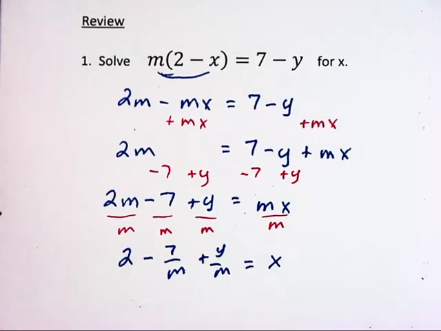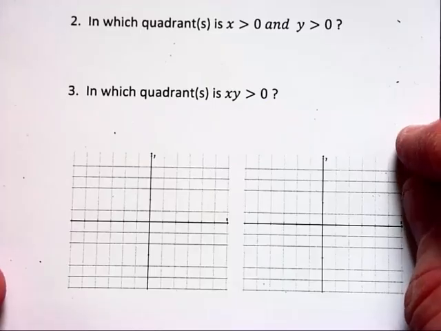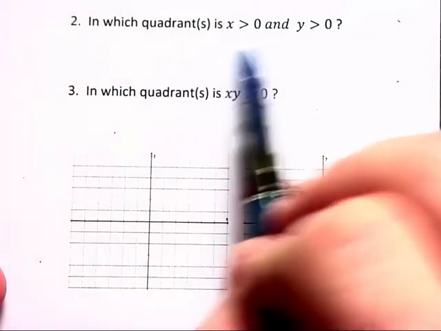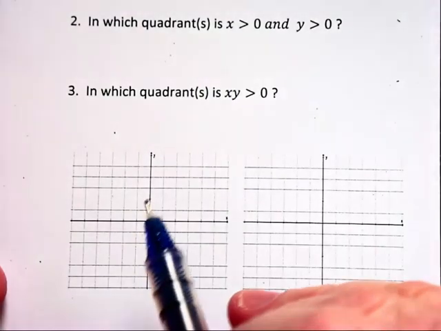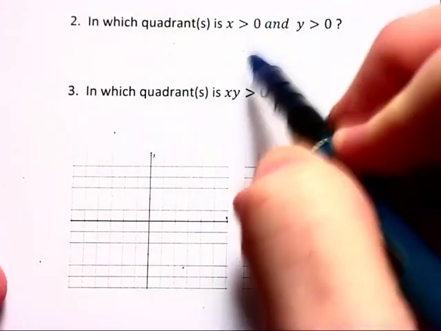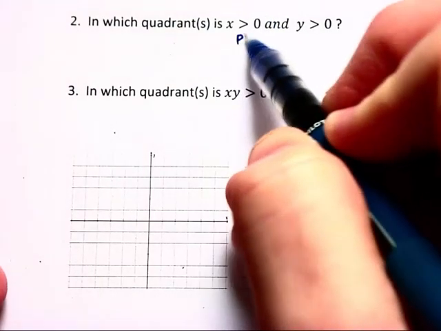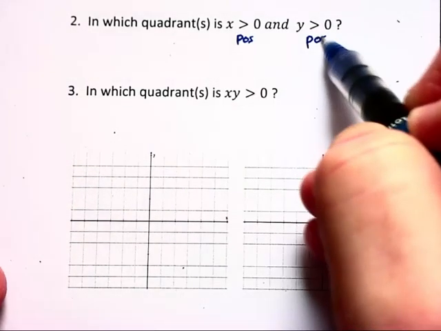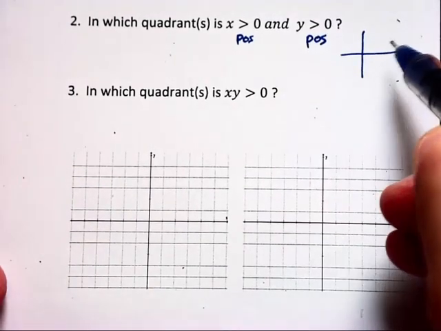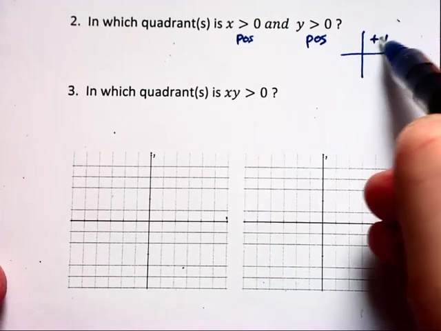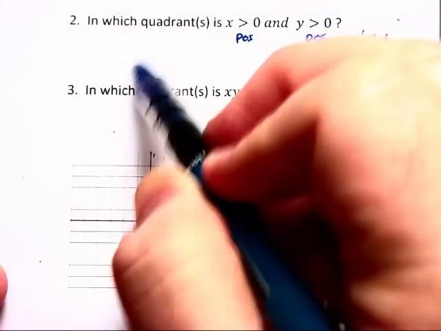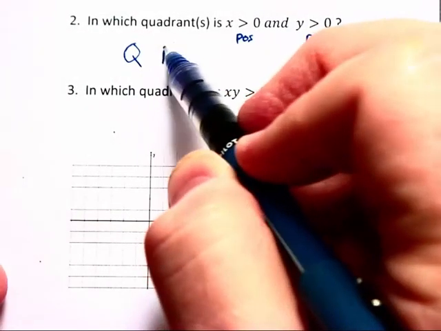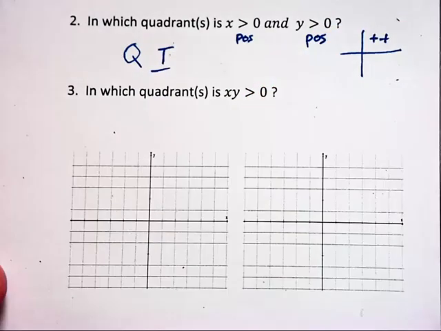Now that's one of a variety of ways we can write this equation in terms of x. In which quadrants is x greater than 0 and y greater than 0? Well, that's just another way of asking where is x positive and where is y positive. And it's only in the first quadrant that both x and y are positive, so our answer is quadrant 1.